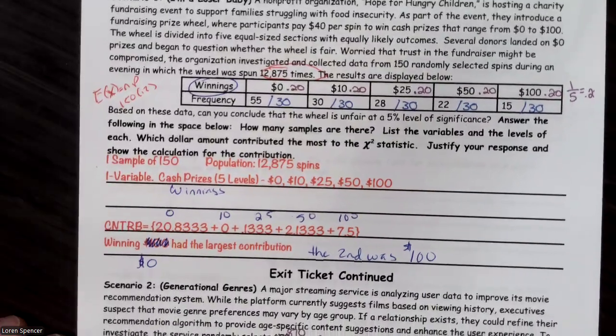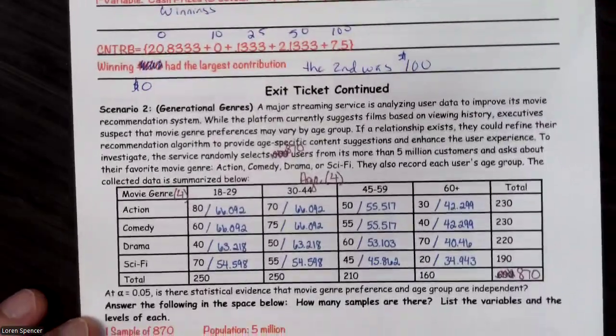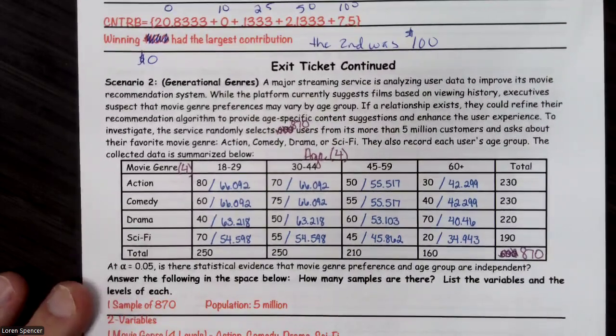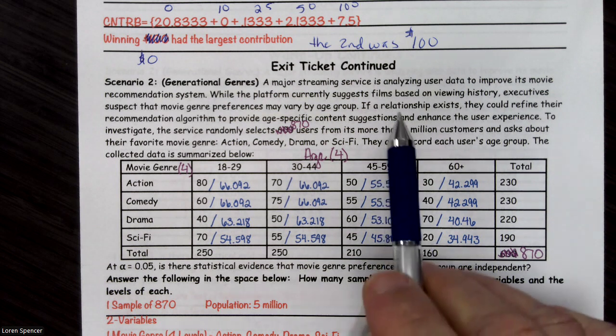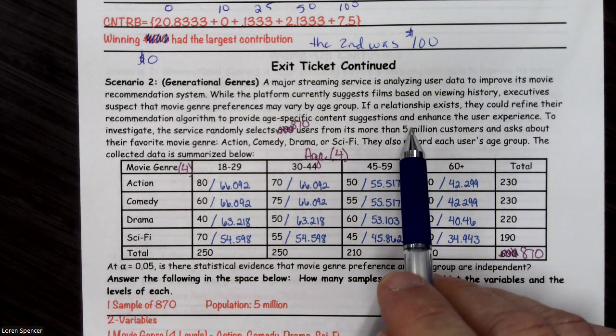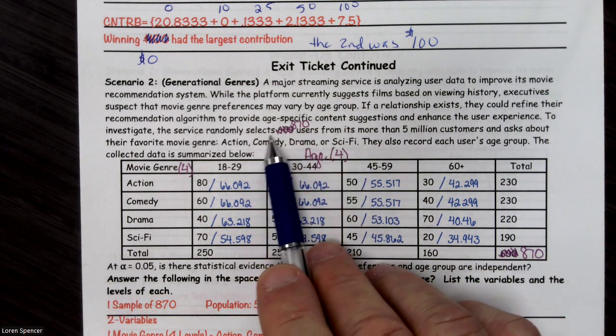All right, the last one. This is the same thing that we did in the other scenario, so I'm not going to reread it. It says answer the following question. How many samples are there? Well, when we glance back through it, it says randomly select.